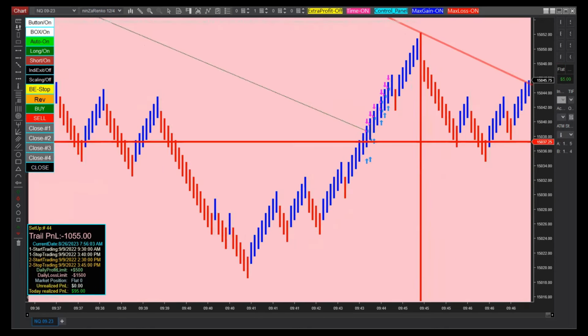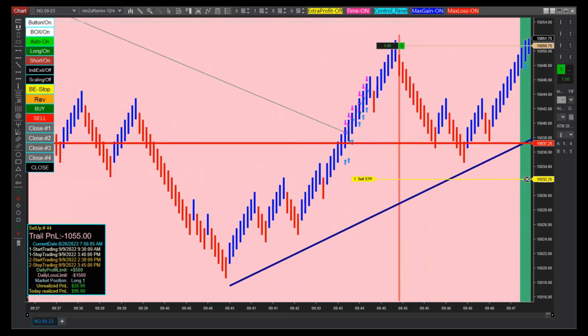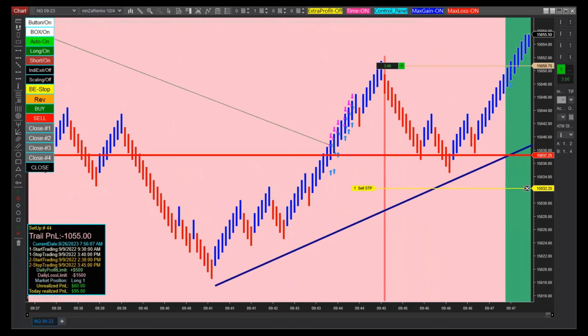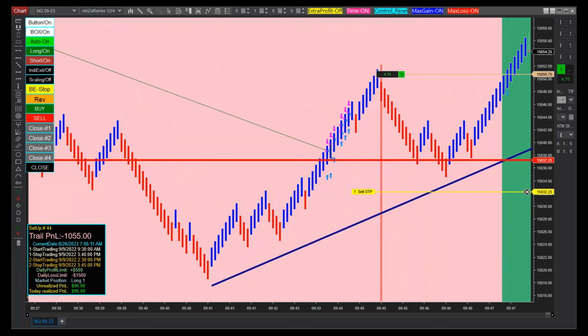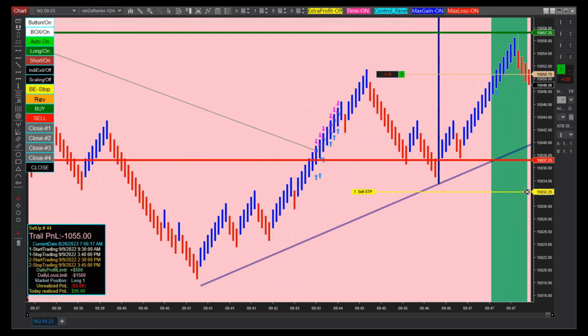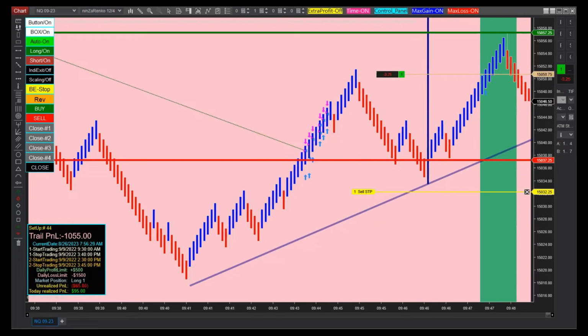Okay, now it's out. And now a long. So a long because again, resistance was broken. You see that trend line blue is below the price, so everything is bullish. The strategy is taking a long. It is now positive for the day after being down. You can see on the lower left-hand corner the total P&L, realized and unrealized.